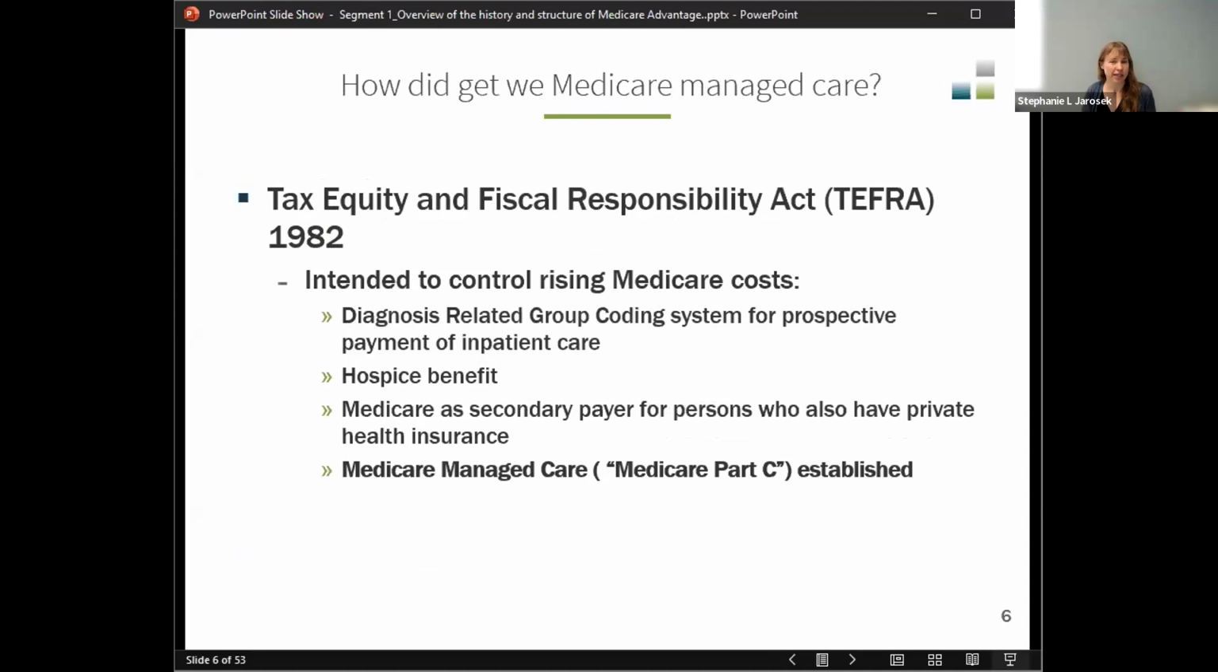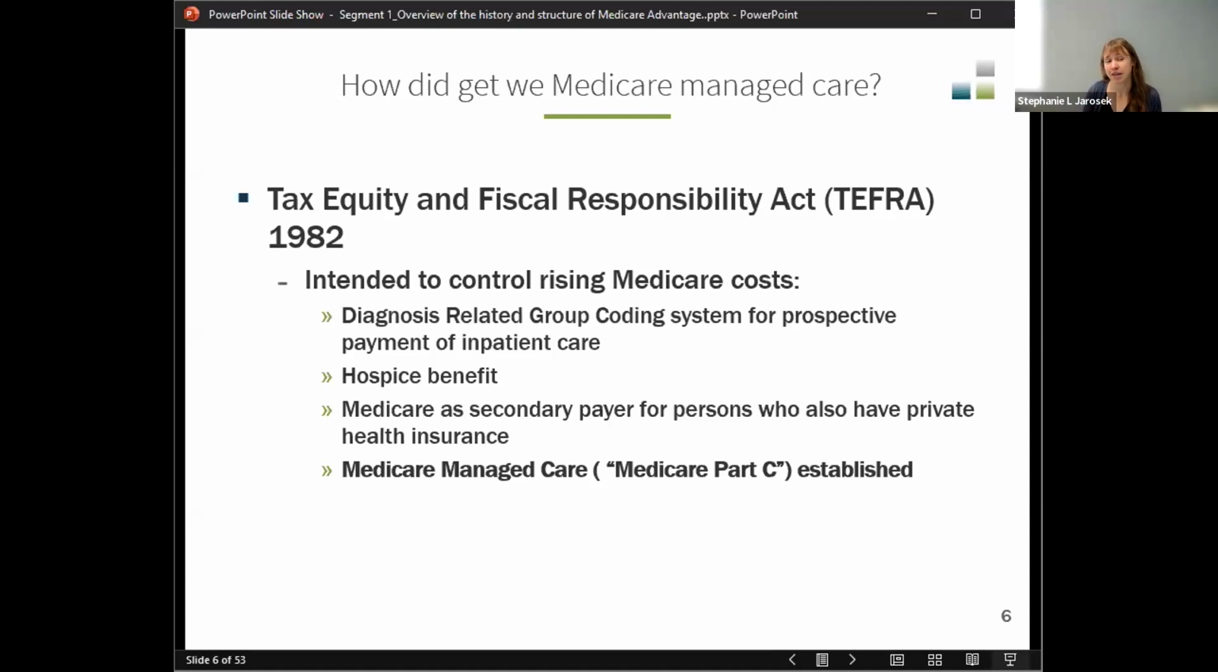Now, how did managed care get into Medicare? There were some demonstrations prior to this, but in 1982, there was the Tax Equity and Fiscal Responsibility Act, or TEFRA. It was intended to control Medicare costs that were seen to be rising. It did lots of things, including creating DRGs for inpatient care. So instead of paying for everything that happened during an inpatient stay, they said, we're going to give you one payment, and the hospital is supposed to get all of their costs within that payment. It also created the hospice benefit in the Medicare program.